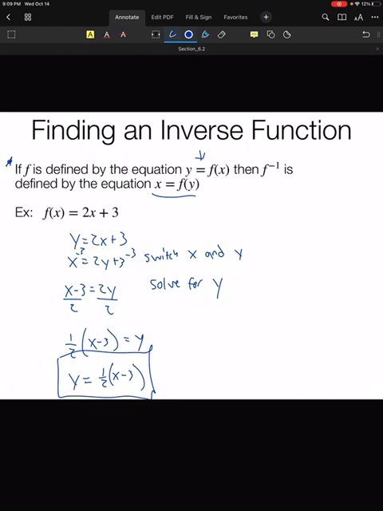Really not too hard. You just switch the x and the y and then solve for y.